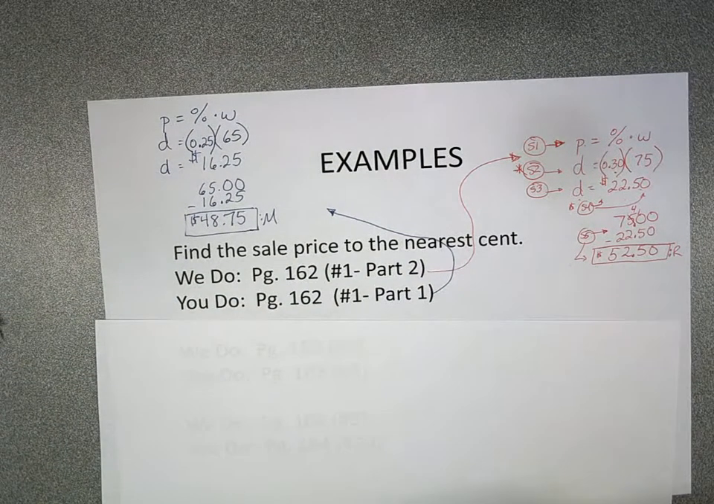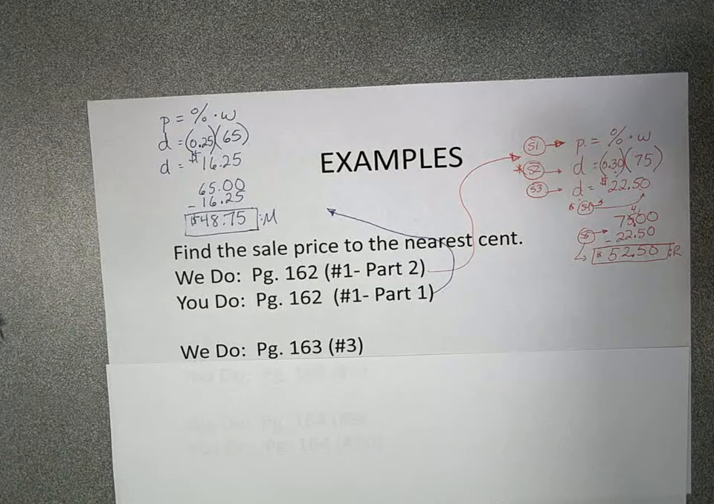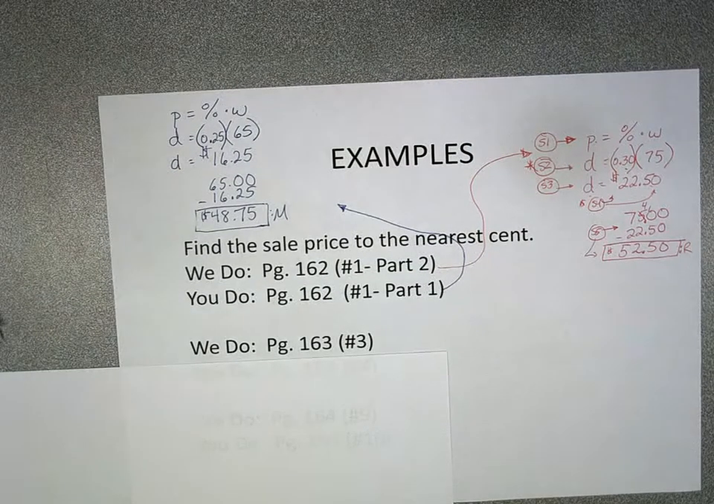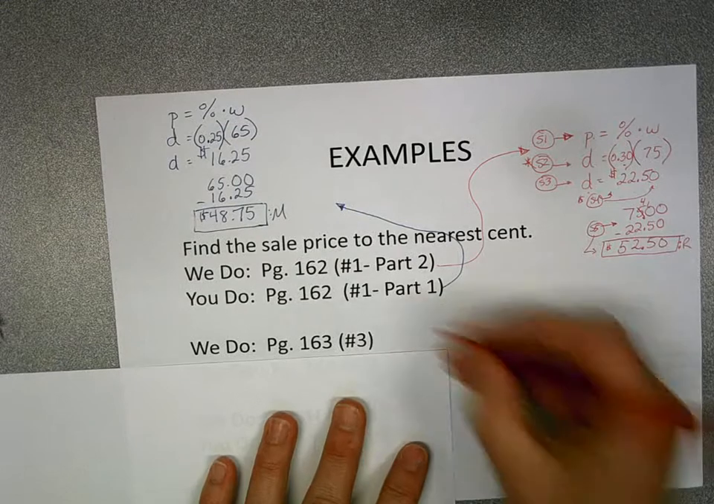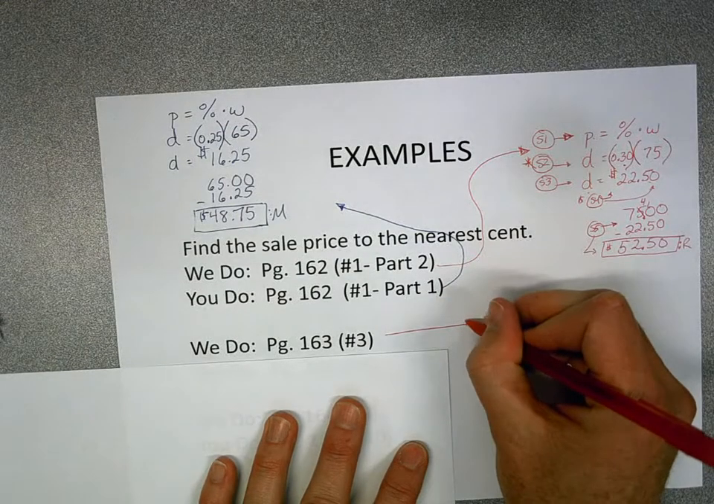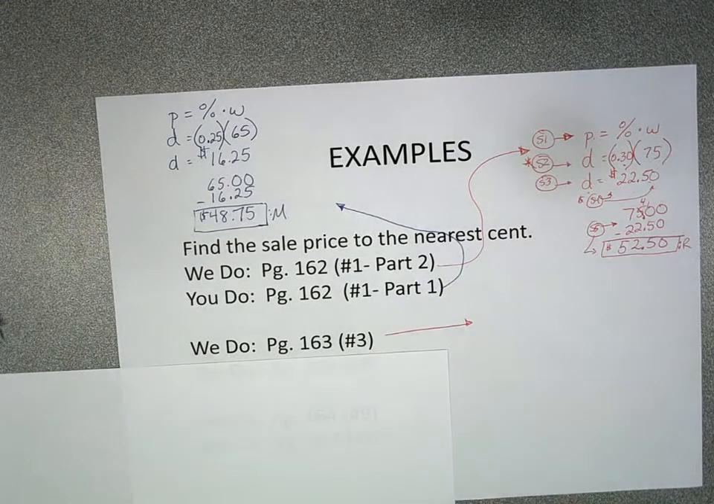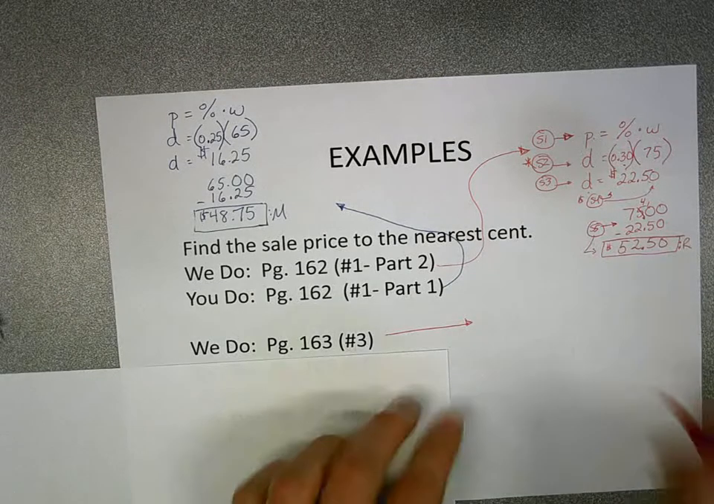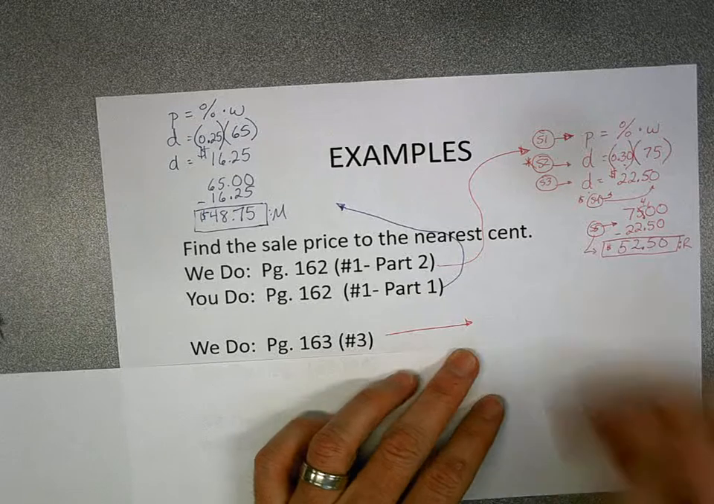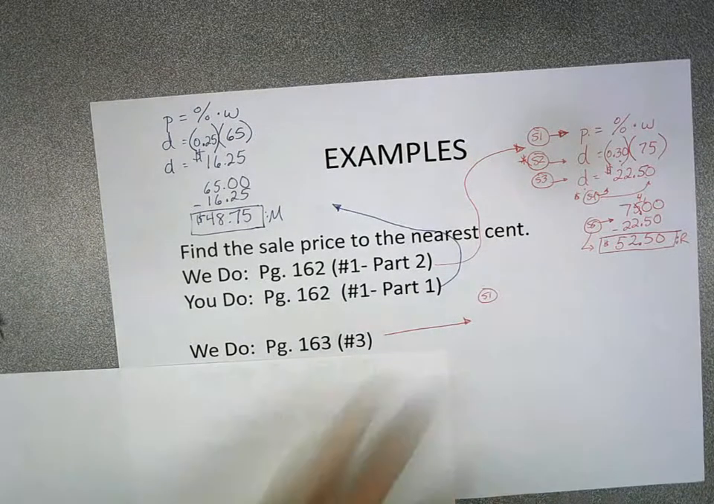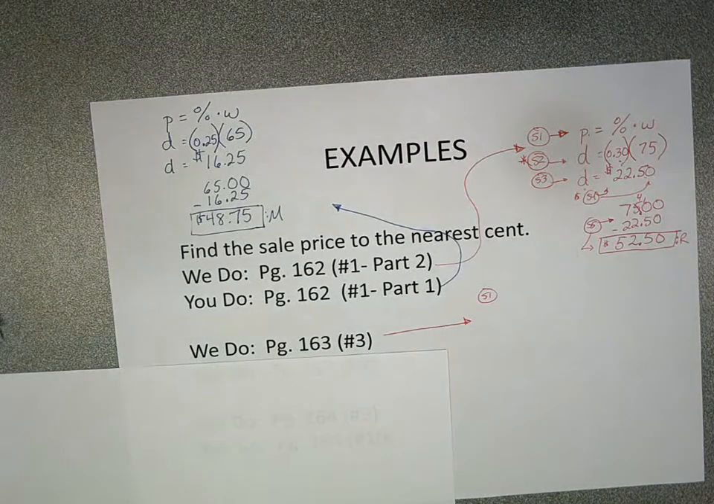Okay, here we go. Let's move on to the next type of problem. Let's take a look on page 163 at problem number 3. So look at your homework. Okay, here we go. Before step 1, it says find the sale price to the nearest cent. But look what they have. A $7.50 admission. 20% off is the discount. But they have sales tax.